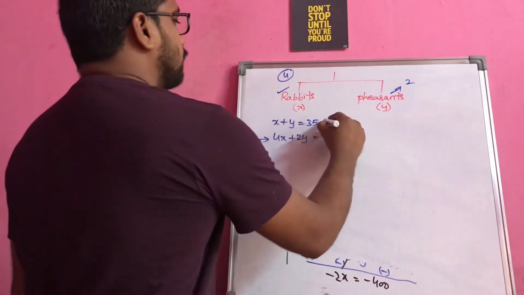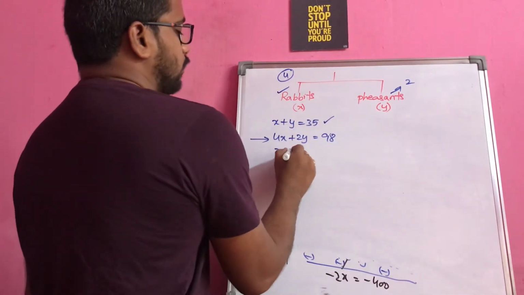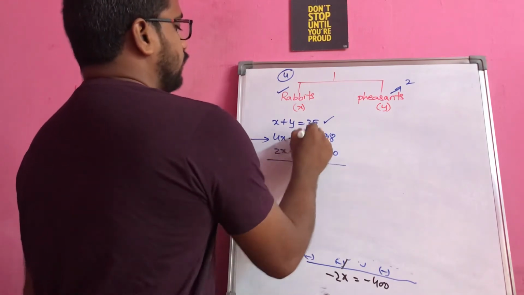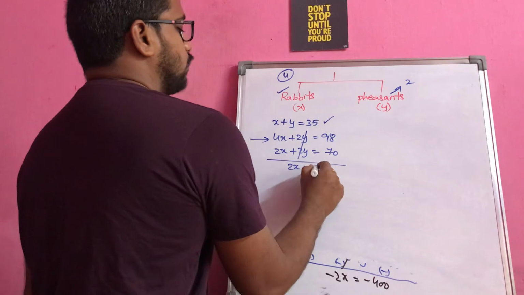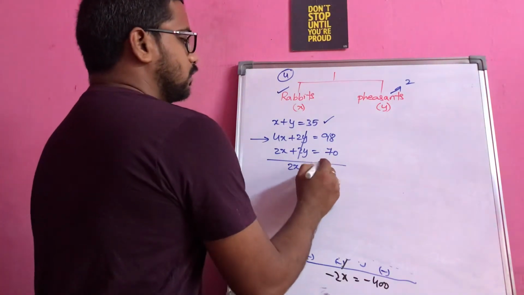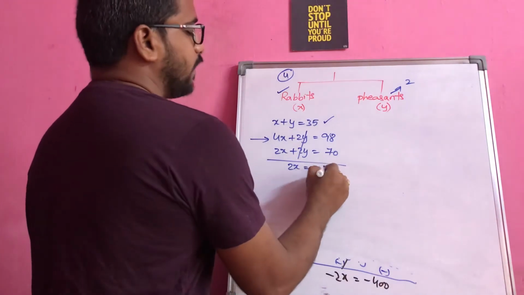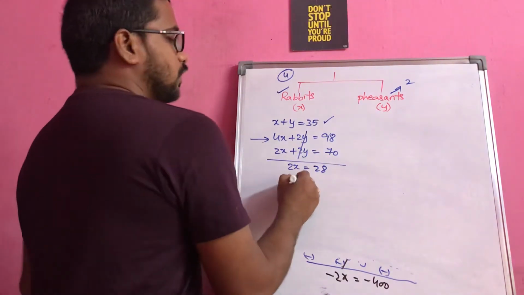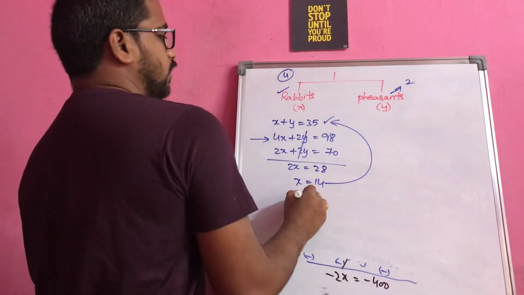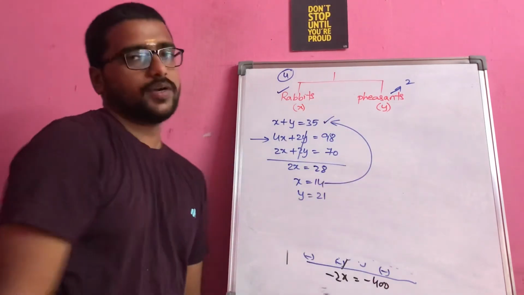So I will just multiply this first equation with 2. I will be getting 2x plus 2y is equal to 70. And if I do the subtraction, 2x is equal to, this is 22. Sorry, 28. 70 plus 28 will be getting, right? So this is x is equal to 14. If I substitute x is equal to 14 here, then y value will become 21.